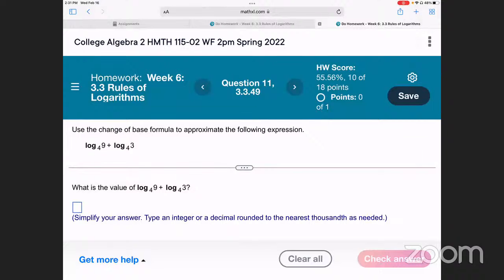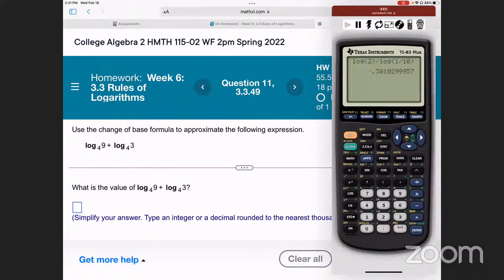Use the change of base formula to approximate. I'm just going to use my calculator again. Last time we did change of base with natural log, and this one we do common log. It's the same. So this is going to be the log of 9 divided by the log of 4 plus the log of 3 divided by the log of 4. You just need to be consistent. Yeah, that's right.